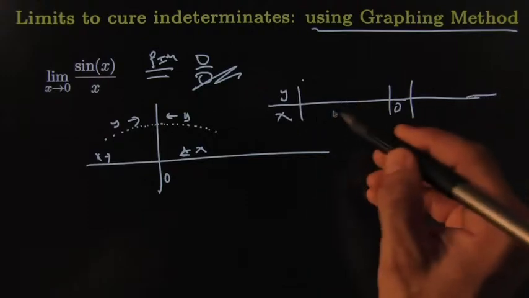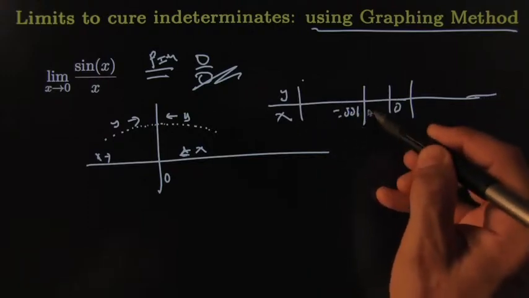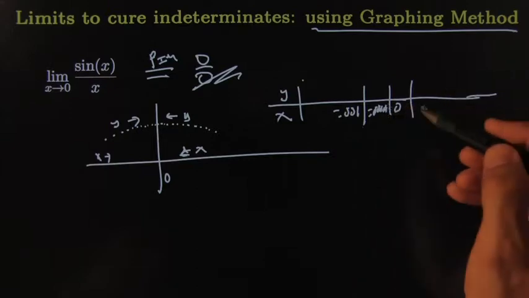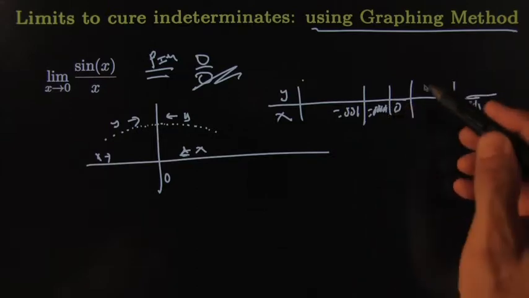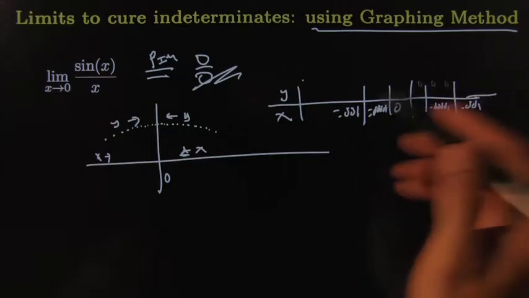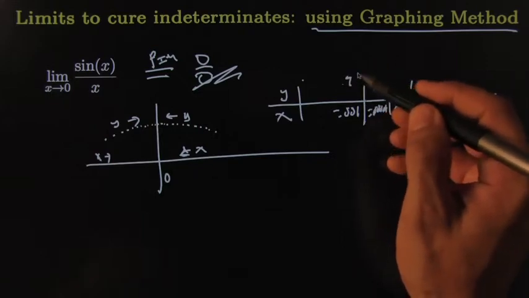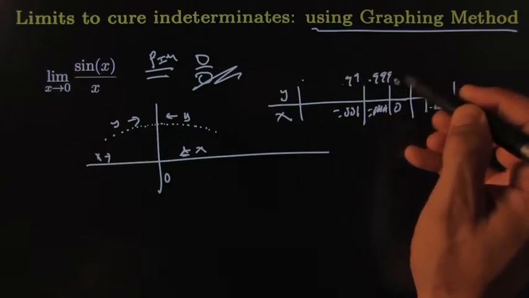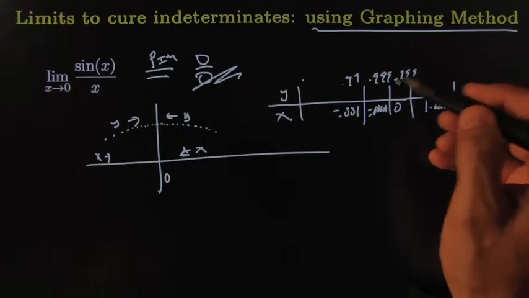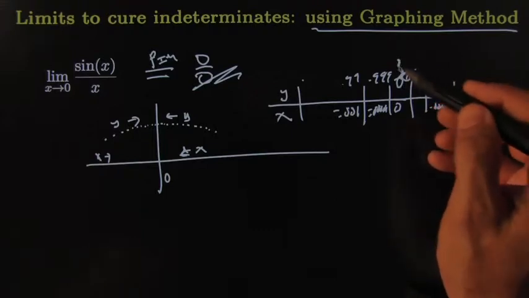from both sides: negative 0.001, negative 0.00001, etc., and 0.001, 0.00001, etc., and you get numbers here that are really close to 1. Just making things up. No, not 0. There it's undefined.